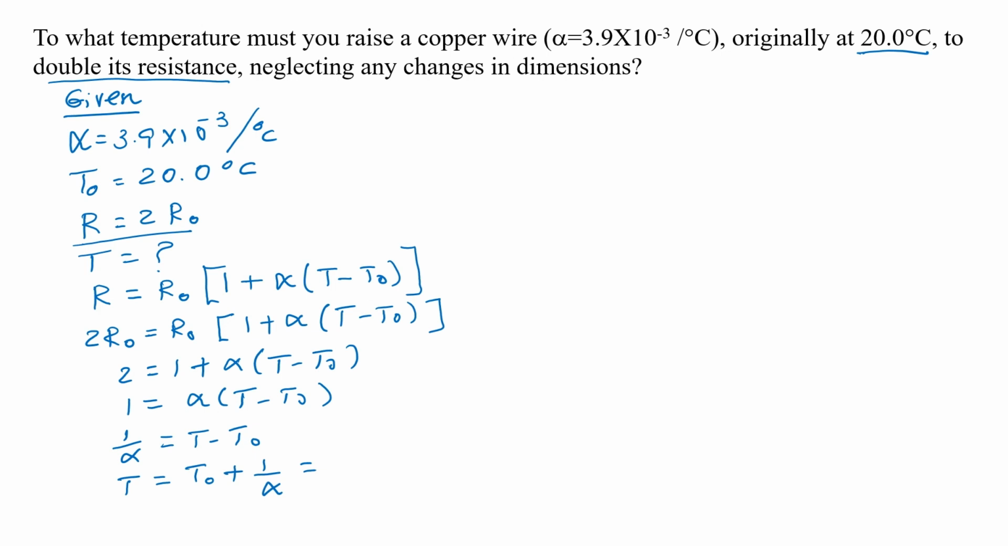Plug in the numbers. So now the original temperature is 20 degrees Celsius. And 1 over alpha, which is given to be 3.9 times 10 to the minus 3 per degree Celsius. So 1 over 1 per degree Celsius is degree Celsius, so the two terms have the degree Celsius unit, and that will be 20.0 plus 1 over 3.9 times 10 to the minus 3, which yields 276 degrees Celsius.